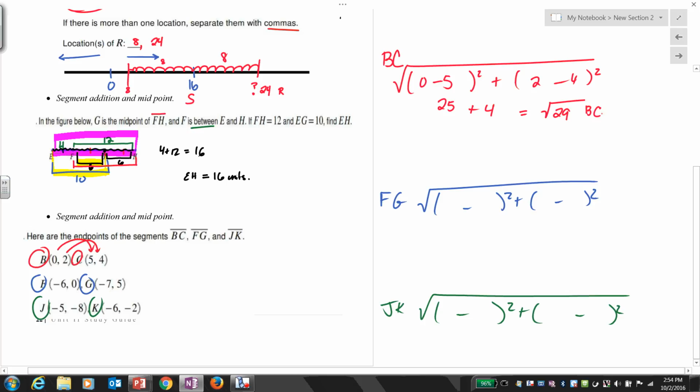Is B to C. F to G. Again, left to right. Negative 6, negative 7, 0 and 5. Double negative makes a positive. That's 1 squared. That's 1 plus 25. So that ends up being square root of 26. That is F to G.